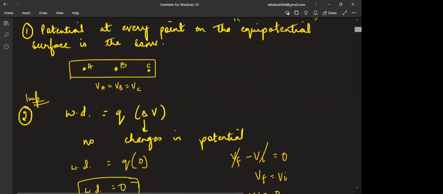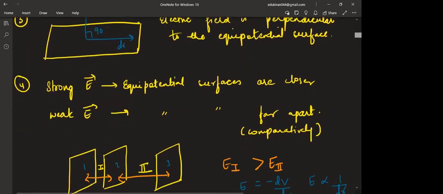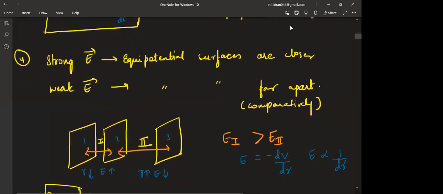Ma'am, where there is more electric field, there is more equipotential surface. See, you are talking about it in terms of distance. That doesn't make your equipotential surfaces present. Equipotential surfaces are surfaces. They are not your electric field lines. Electric field lines are more when a stronger electric field is there.